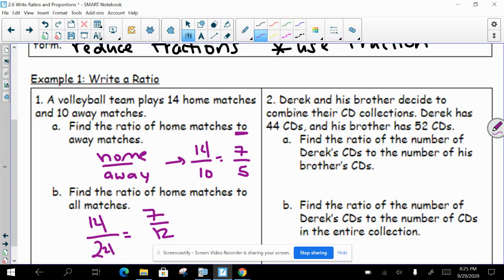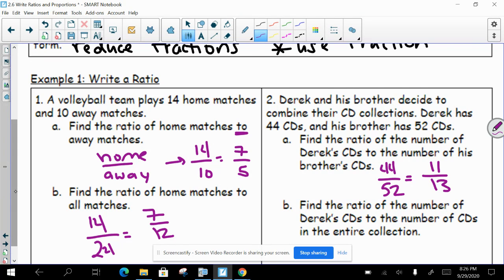Derek and his brother decide to combine their CD collections. Derek has 44 CDs and his brother has 52. Find the ratio of the number of Derek's CDs to the number of his brother's. So Derek's to his brother's would be 44 over 52. Both of those numbers can be reduced by 4, so it'll be 11 over 13.